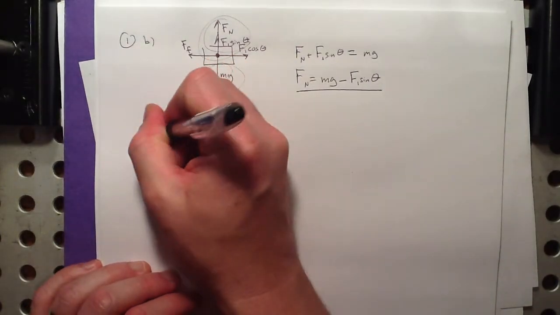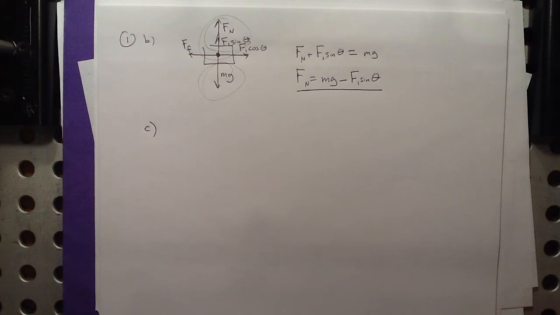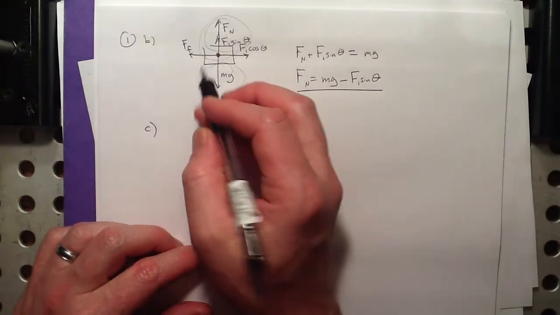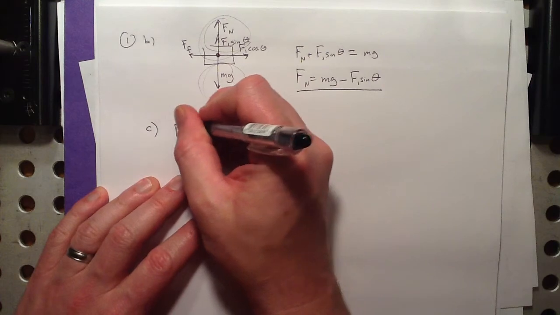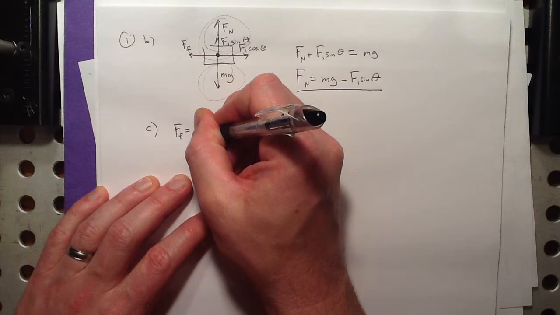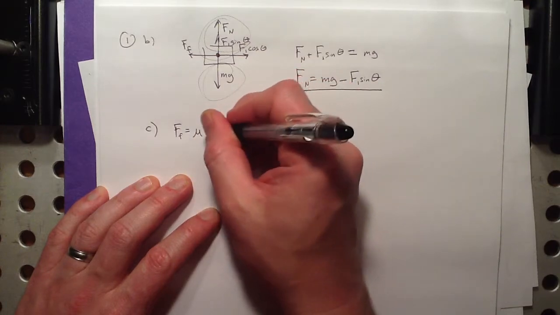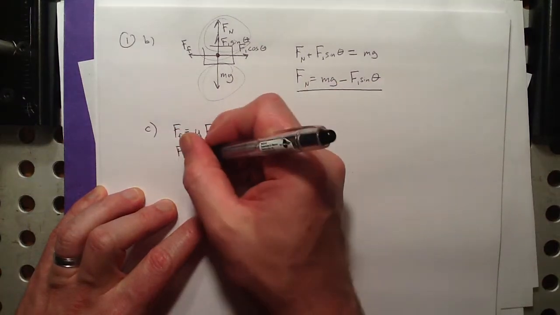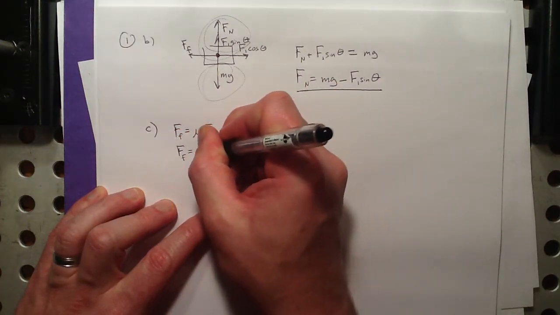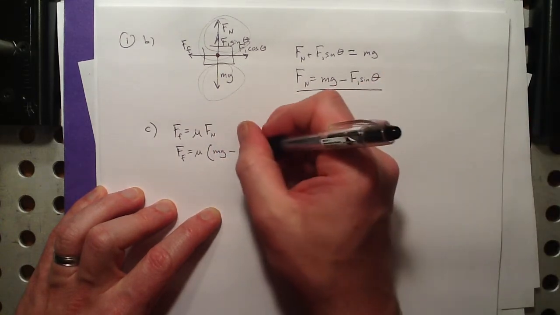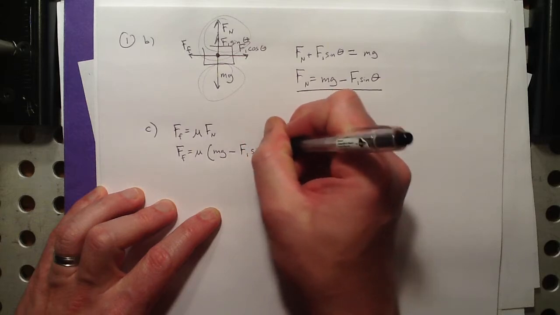Part C. Derive an expression for the coefficient of kinetic friction between the block and the surface. I think this diagram that we did here will serve us well here. The coefficient, remember, frictional force is equal to the coefficient of friction times the normal force. And since we have an expression for the normal force, we can go ahead and write that out. That's mg minus F1 sine theta.